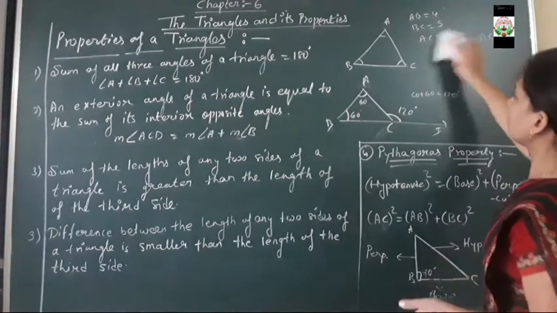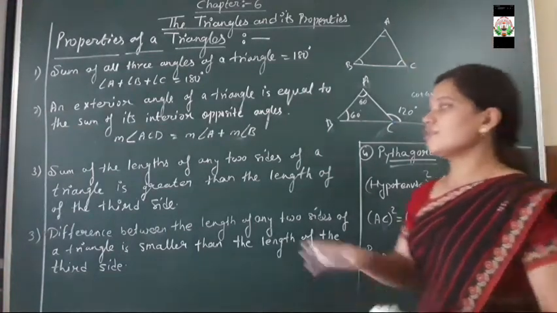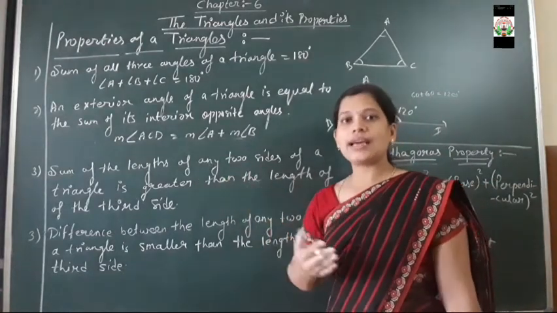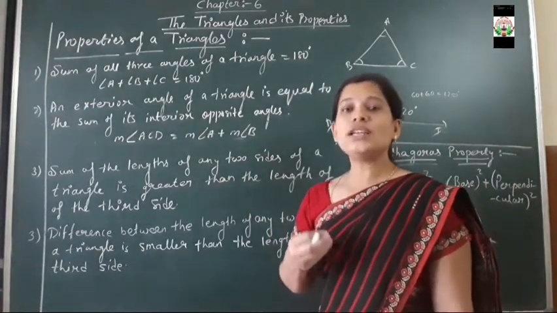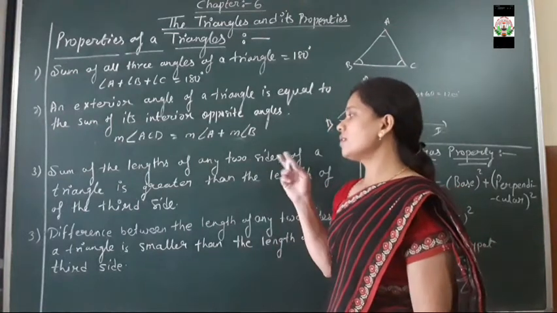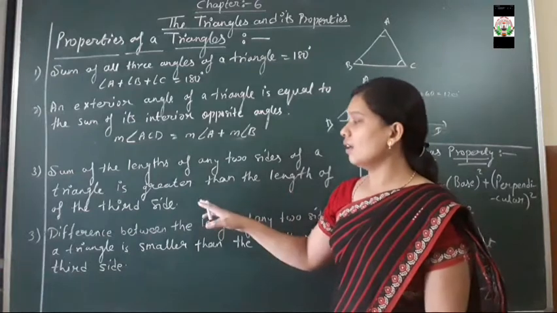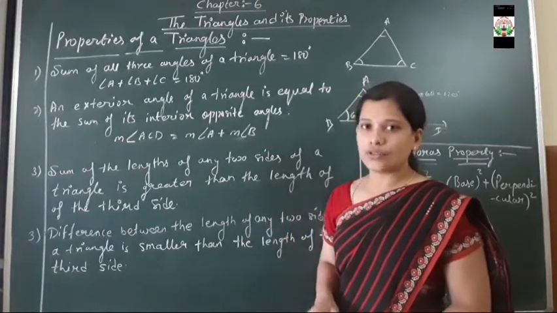So that's why in the statement it is very clearly said that any two sides. In a triangle we are having 3 sides. So the sum of the length of any two sides of a triangle is always greater than the length of the third side of a triangle.